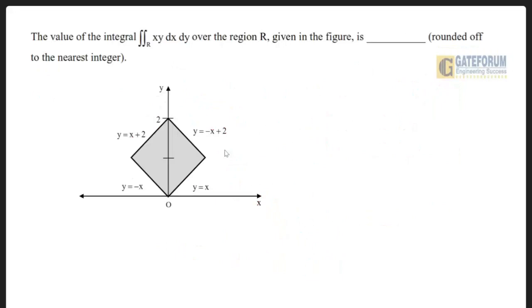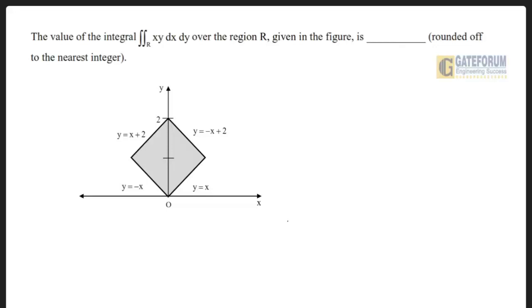Value of the double integral over R of xy dx dy, over the region R given in the figure, rounded off to the nearest integer. This is a numeric question. So this is a plane region given. It is a square. Let us check. This side line is y is equal to x, and this is y is equal to minus x, y is equal to x plus 2, y is equal to minus x plus 2, bounded by 4 straight lines. The region R is a square region. This is from engineering mathematics, from the topic multiple integrals, and the solution is.